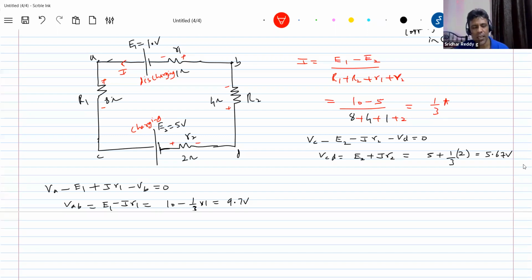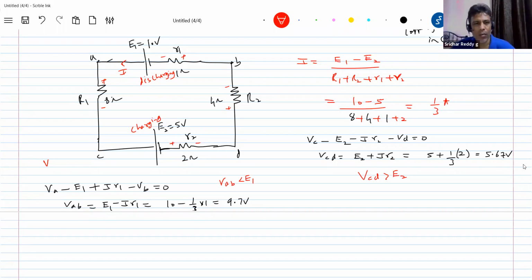When charging or discharging, what will be the terminal voltage? The terminal voltage will not be equal to applied EMF. So look at this one. When discharging, terminal voltage is less than applied EMF. When it is charging, terminal voltage will be greater than applied EMF.